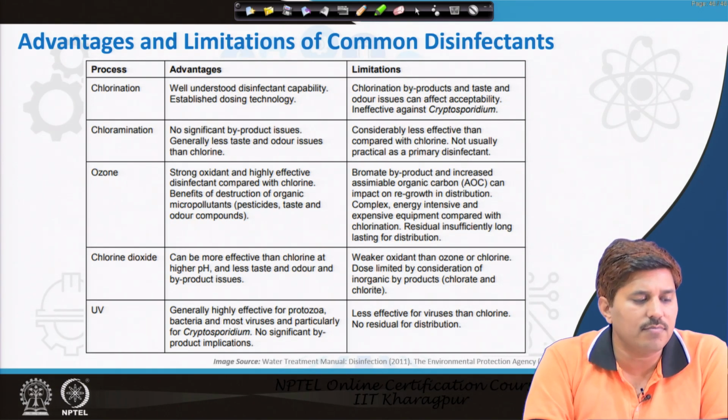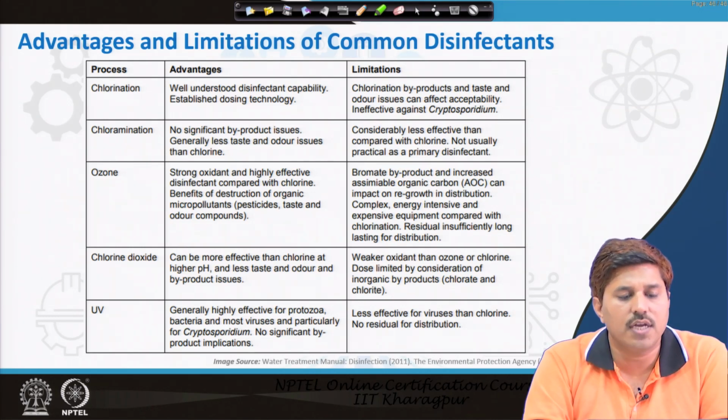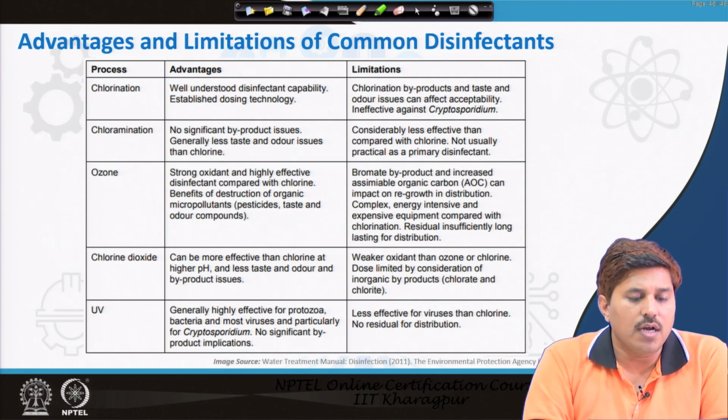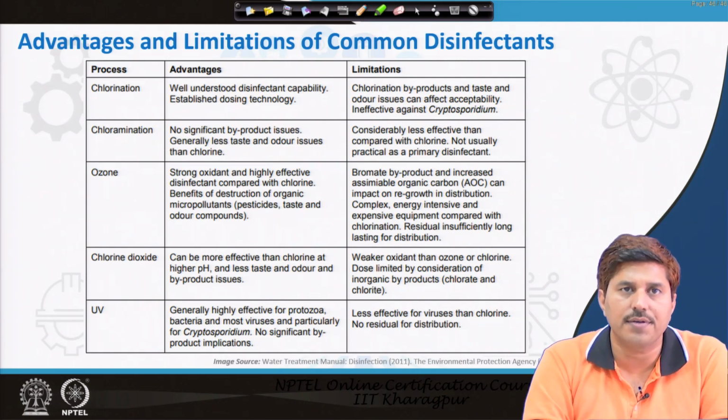If you see the advantages and limitations of these common disinfectant methods, we have already discussed that chlorination has advantages: it is a well understood and relatively simple method, an established technology, okay, and it produces residual chlorine, whereas the limitations are there are byproducts, there are taste issues, and it might be ineffective against cryptosporidium. Chloramination, again, is less effective than even chlorine. Okay. So, that is one of the issues, whereas on the advantage side the byproducts are far less, and the taste and odor issues are generally less than those of chlorine.